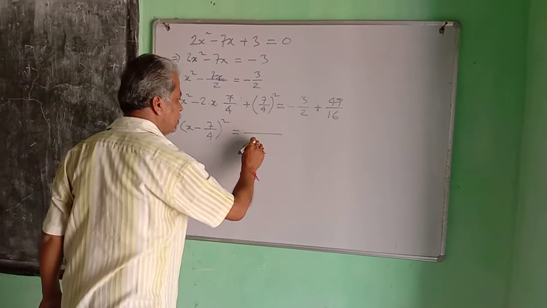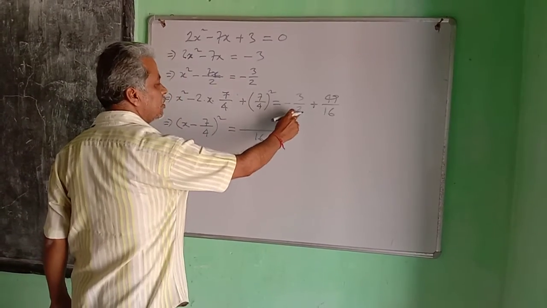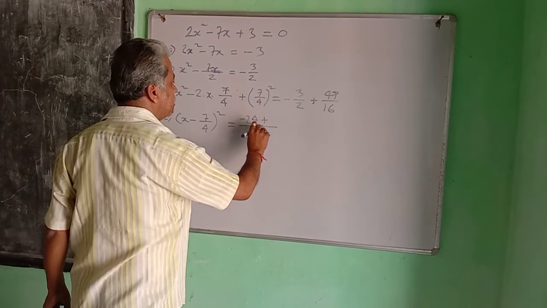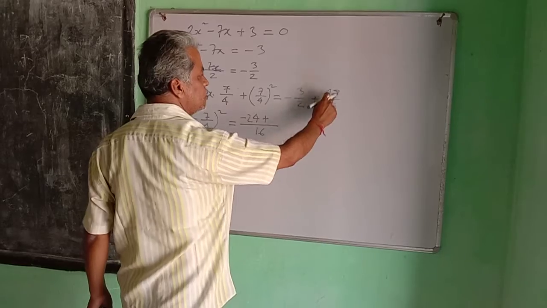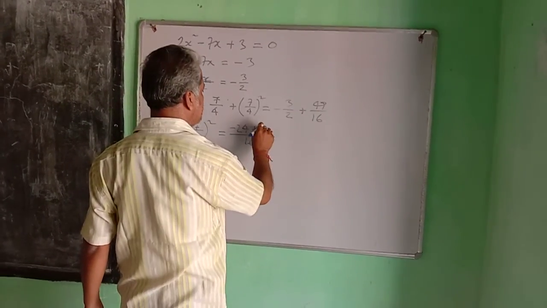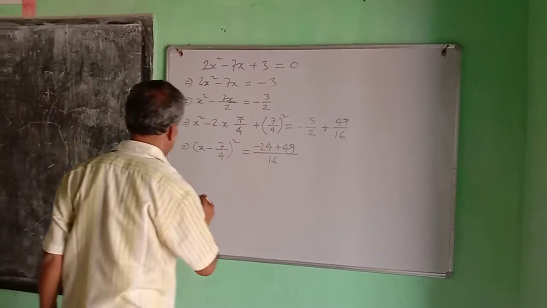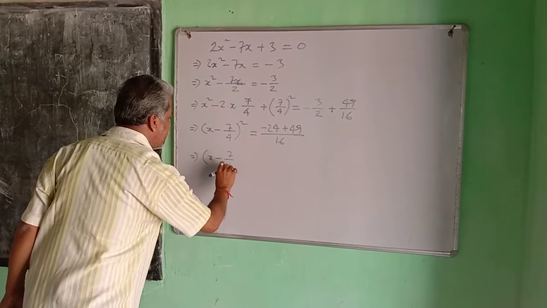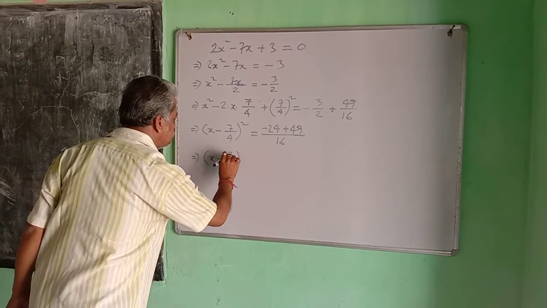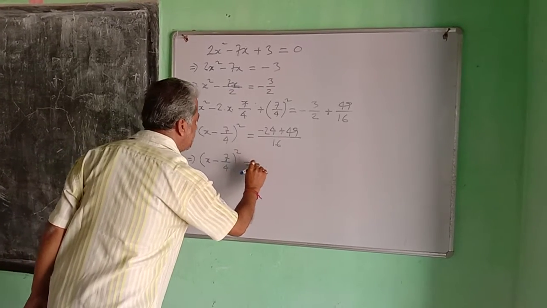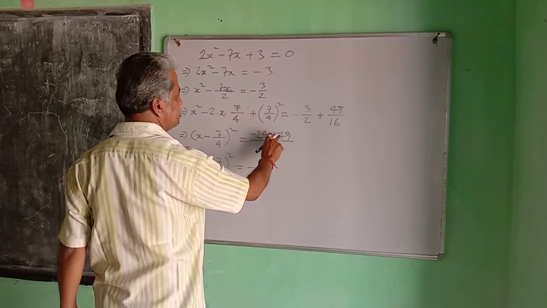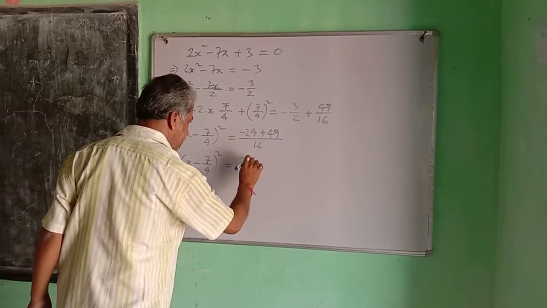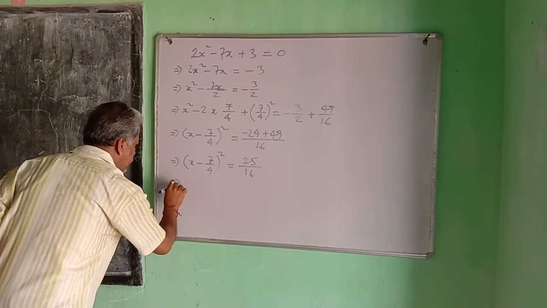LCM of 16 and 2 is 16. 16 divided by 2 is 8. 8 into minus 3 is minus 24. Plus 16 divided by 16 is 1. 1 into 49 is 49. So it is 49 minus 24, which is 25. 25 by 16. Now take the square root.